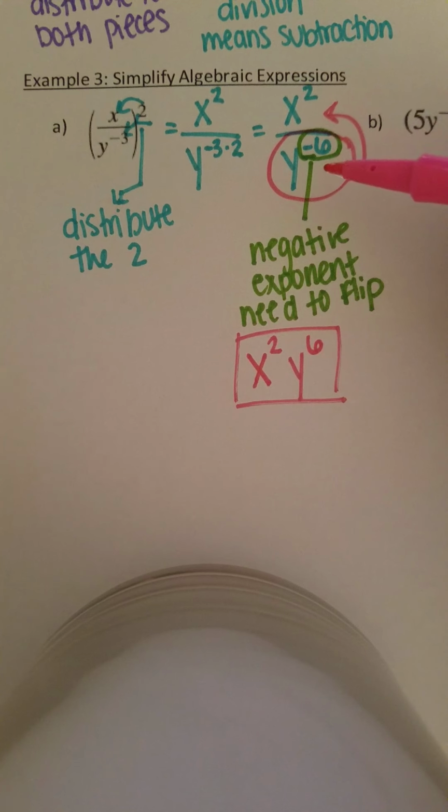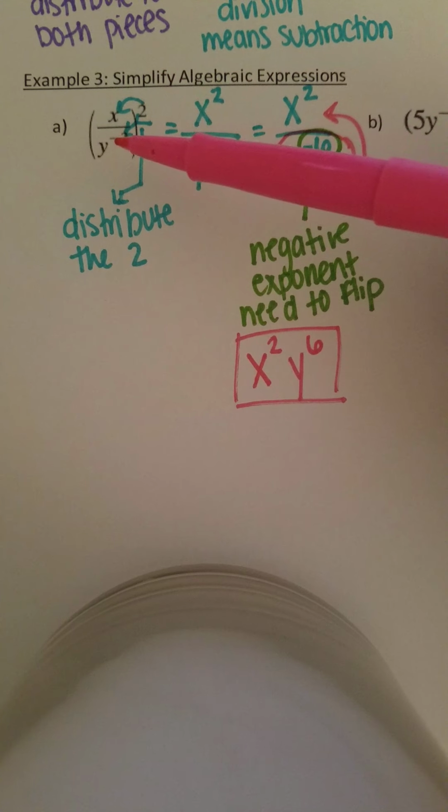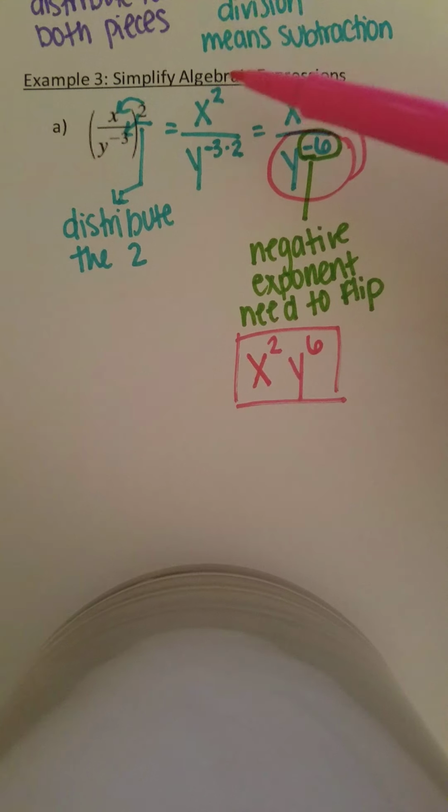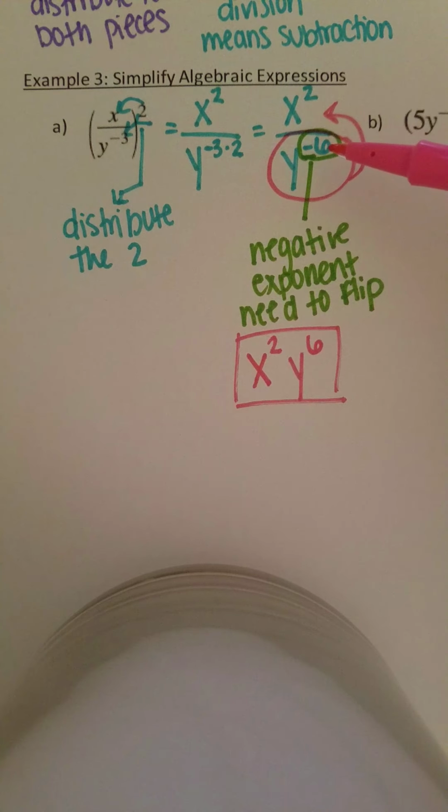You only move the piece that is related to the negative. So we took the number on the outside and distributed it to both on the inside. So then you have x squared. Here we had negative 3 and 2, which turned into the negative 6. You can't have a negative, so we have to flip it and kick it up to the top.